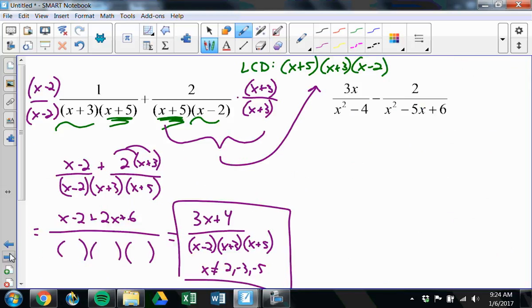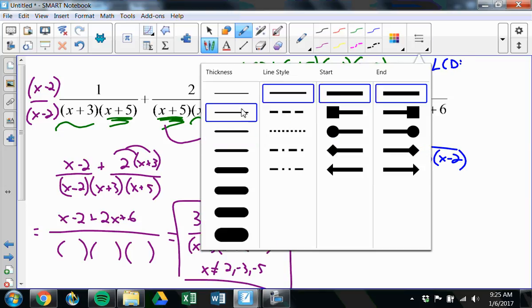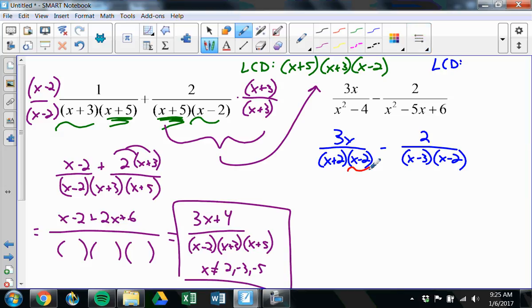Okay. This one, I need to factor. So x squared minus 4 is really x plus 2, x minus 2. X squared minus 5x plus 6 is x minus 3, x minus 2. So I'm going to find the lowest common denominator. I just worry about the bottom, not the top. They are both sharing an x minus 2 term. I only need one of those. The left side has an x plus 2 that the right doesn't have. The right side has an x minus 3 that the left doesn't have.